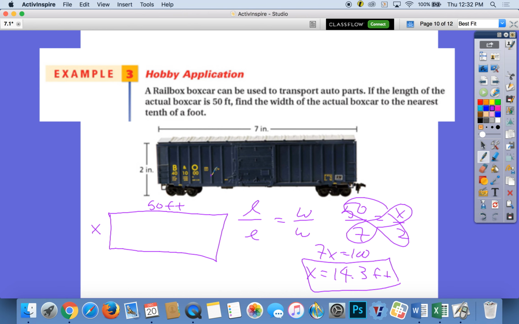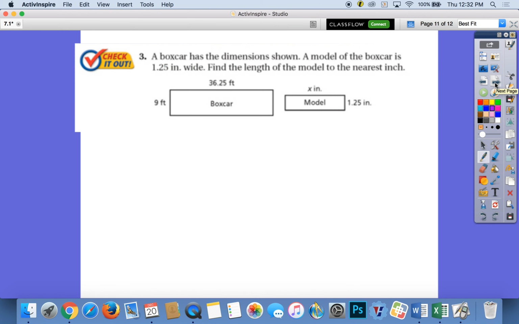So even though these guys are in different units, you don't have to worry about converting it. Okay, guys, so here you'll notice we have our boxcar and our model. It's going to be set up similarly. Okay, so 9 is going to coincide with 1.25, and 36.25 is going to coincide with x.